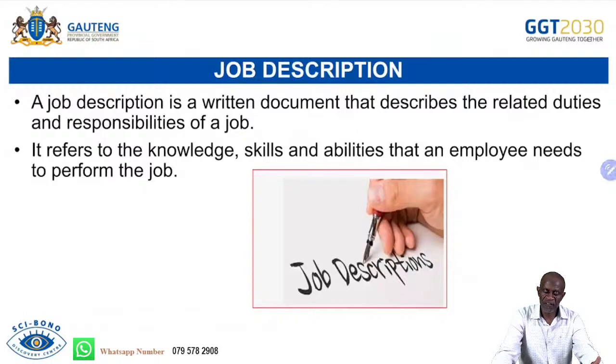Job description itself. A job description can be defined as a written document that describes the related duties and responsibilities within a specific job or within a specific function. It also refers to the knowledge, skills, and abilities that an employee needs to perform the job satisfactorily. So if you don't have the necessary skills and abilities, you may not be productive for any institution that you are employed at.